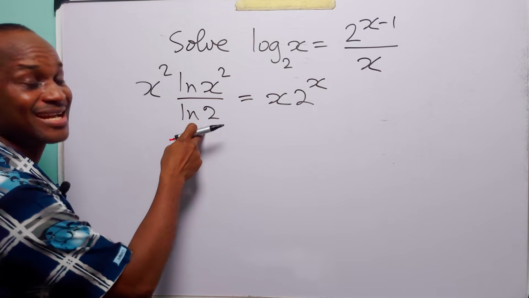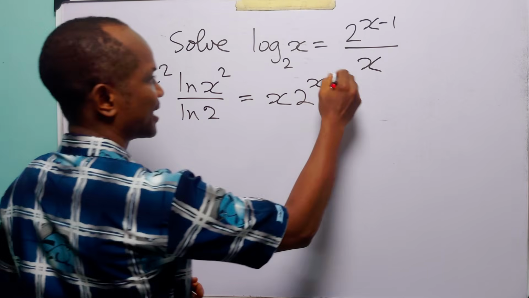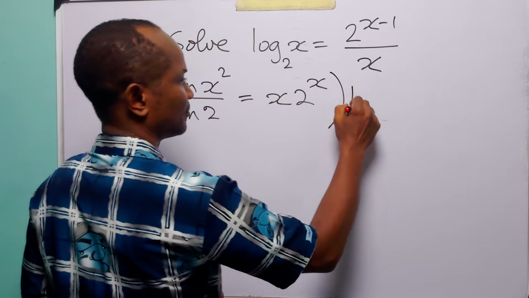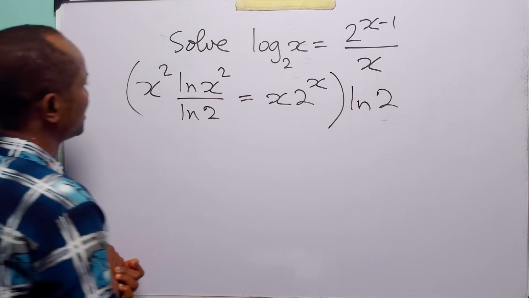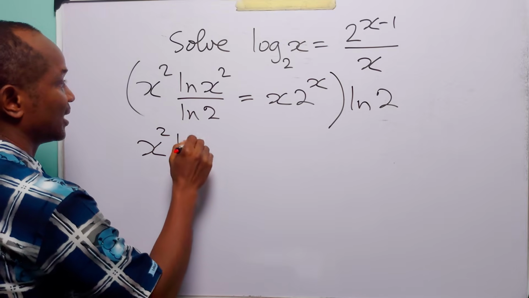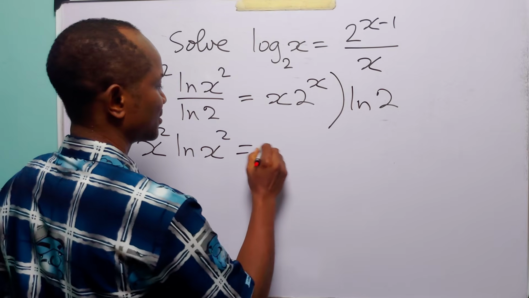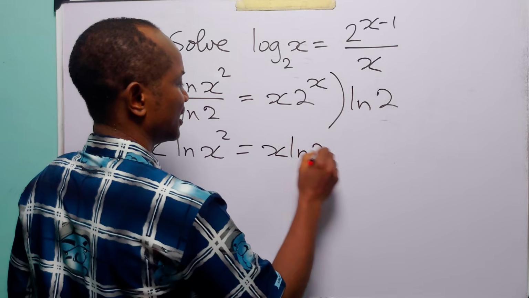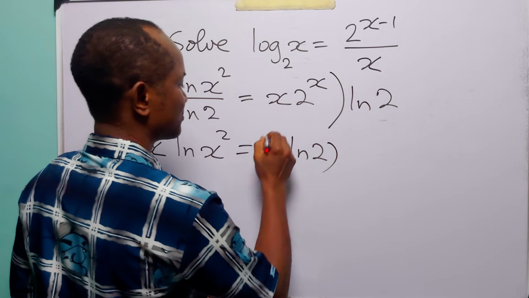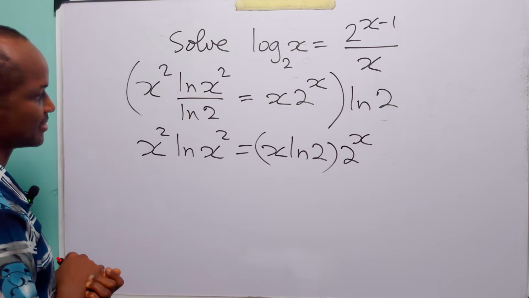Now, once more, let us get rid of this fraction on the left-hand side. And of course, to do that, we multiply through this equation by ln 2. When we do that, on the left-hand side, we have x squared ln x squared. And this is equal to x ln 2 multiplied by 2 to the power x.